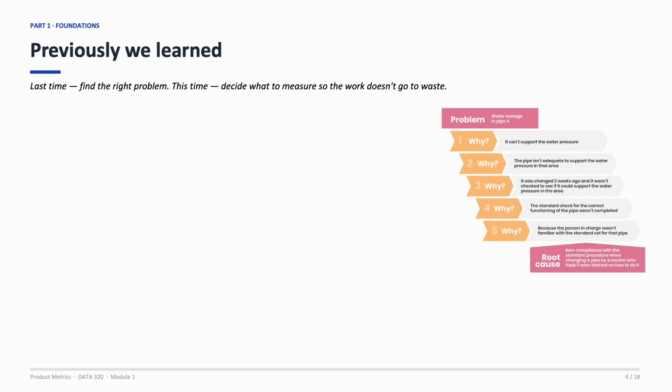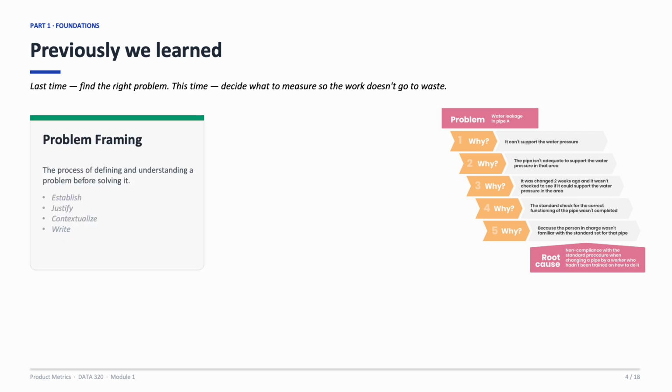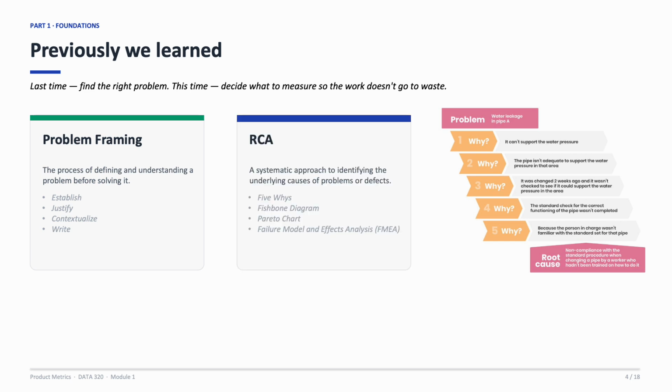Quick recap. Last lecture we built two related skills: problem framing, the discipline of defining and understanding a problem before solving it, using the Establish, Justify, Contextualize, Write canvas, and root cause analysis, the discipline of tracing a problem to its underlying source, using tools like 5 Whys, the fishbone diagram, Pareto, and FMEA.